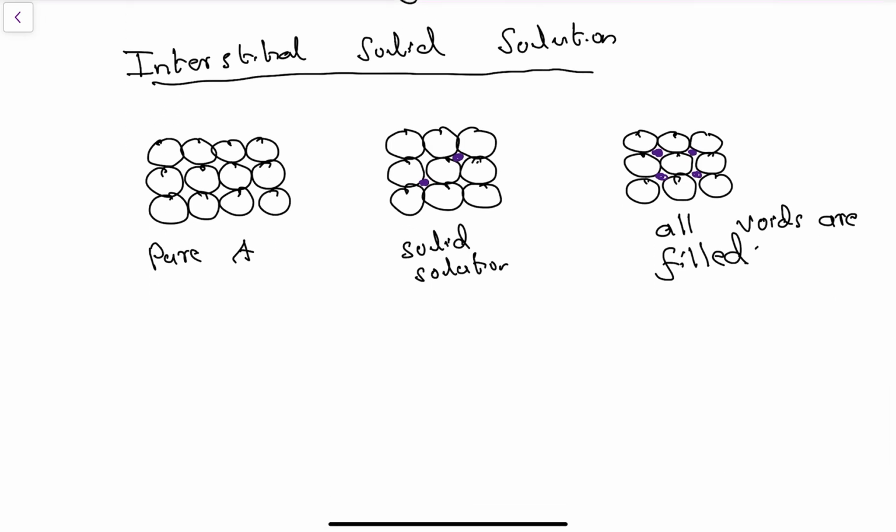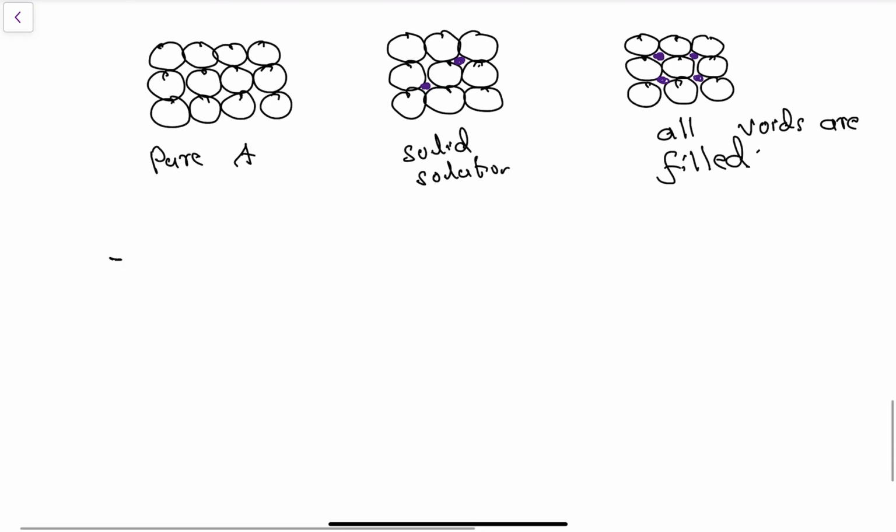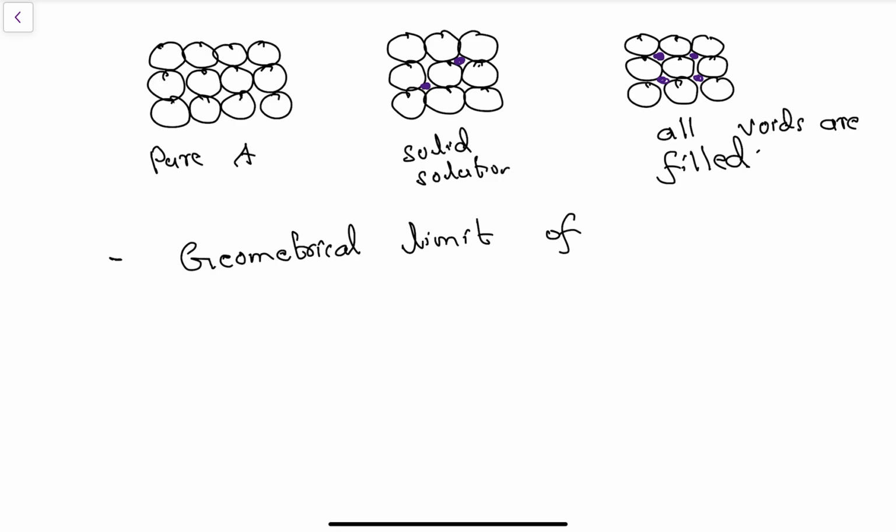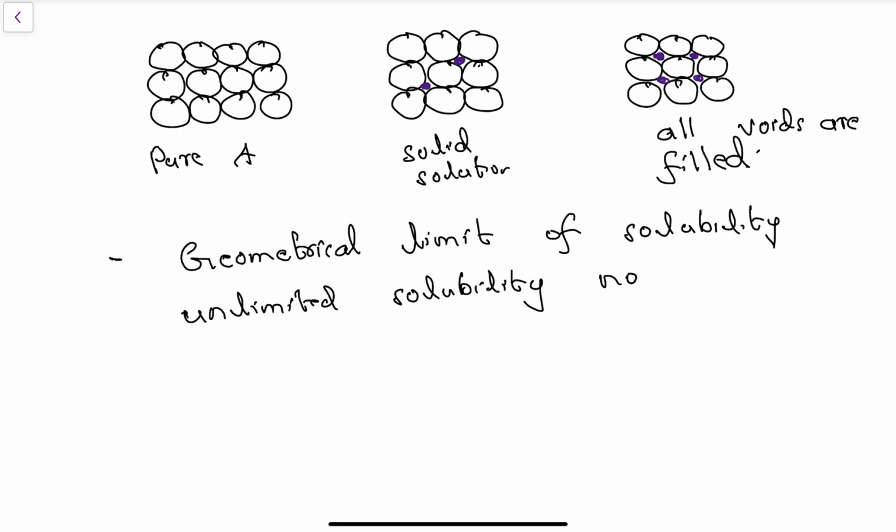So from this picture, you can see that there is a geometrical limit to the limit of solubility. That means you can fill only up to all the voids. Beyond that, you cannot go. So unlimited solubility is not possible. After all the voids are filled, you cannot add any more atoms.